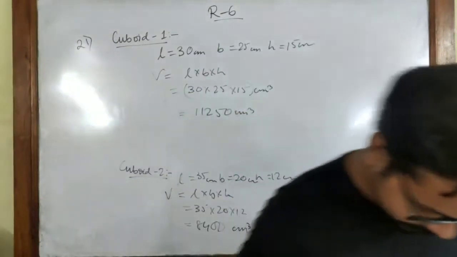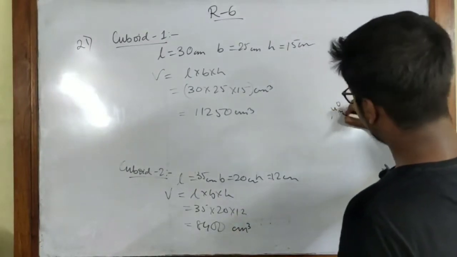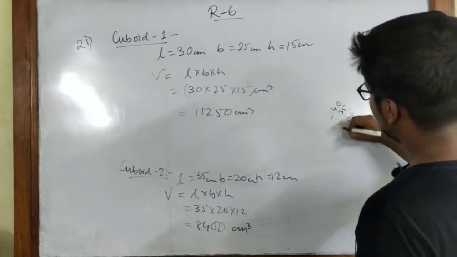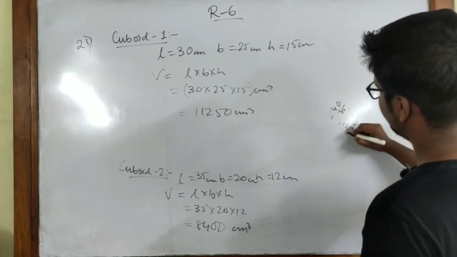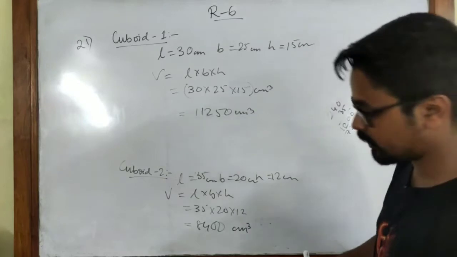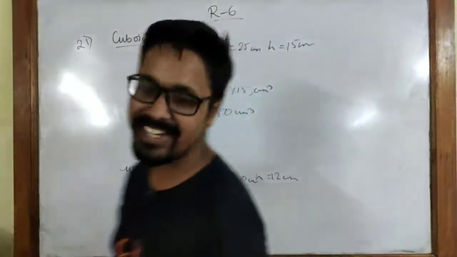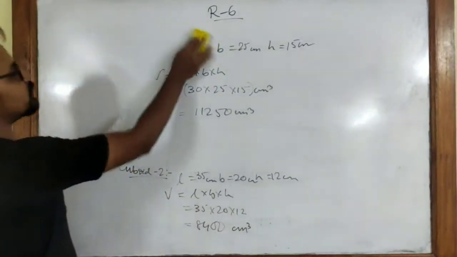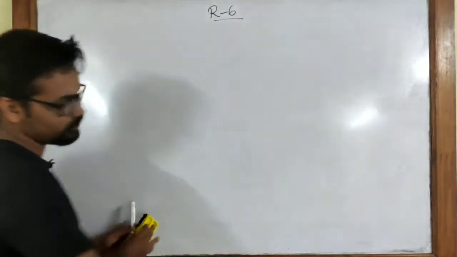So simple as that. I think the calculation is correct. This is 240 into 35 to 12. Yeah, 8400. Done. So that's how you solve question number 21. Very easy sum. All the things are given. You just need to know the formula. Once you know the formula, you can place the values and you can solve it.